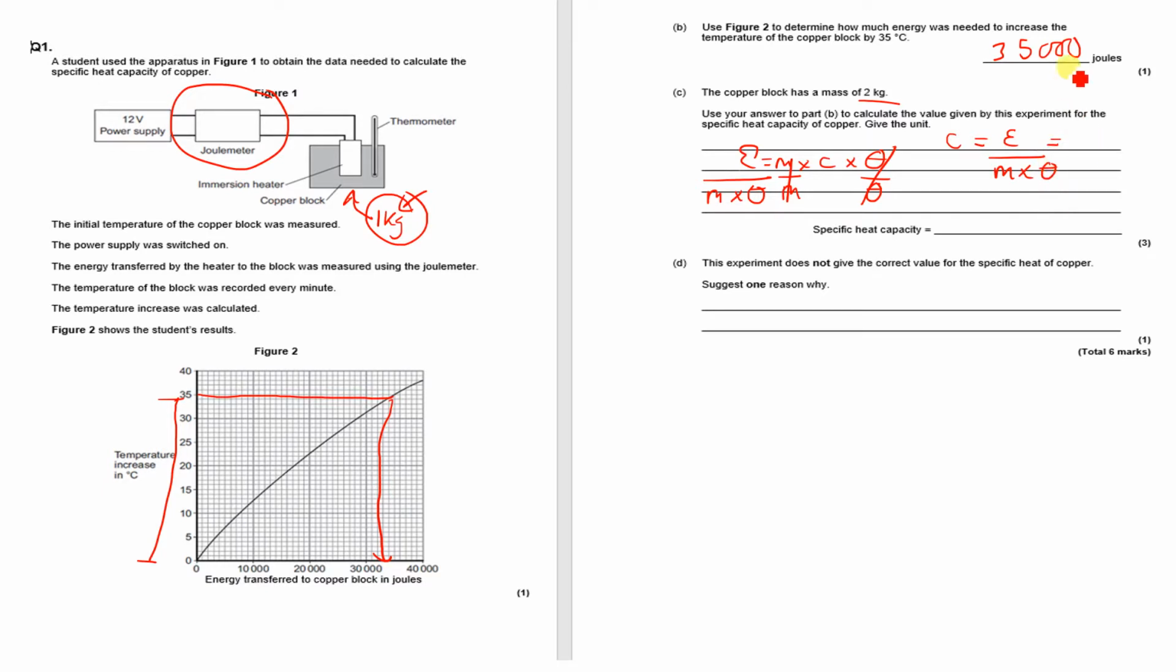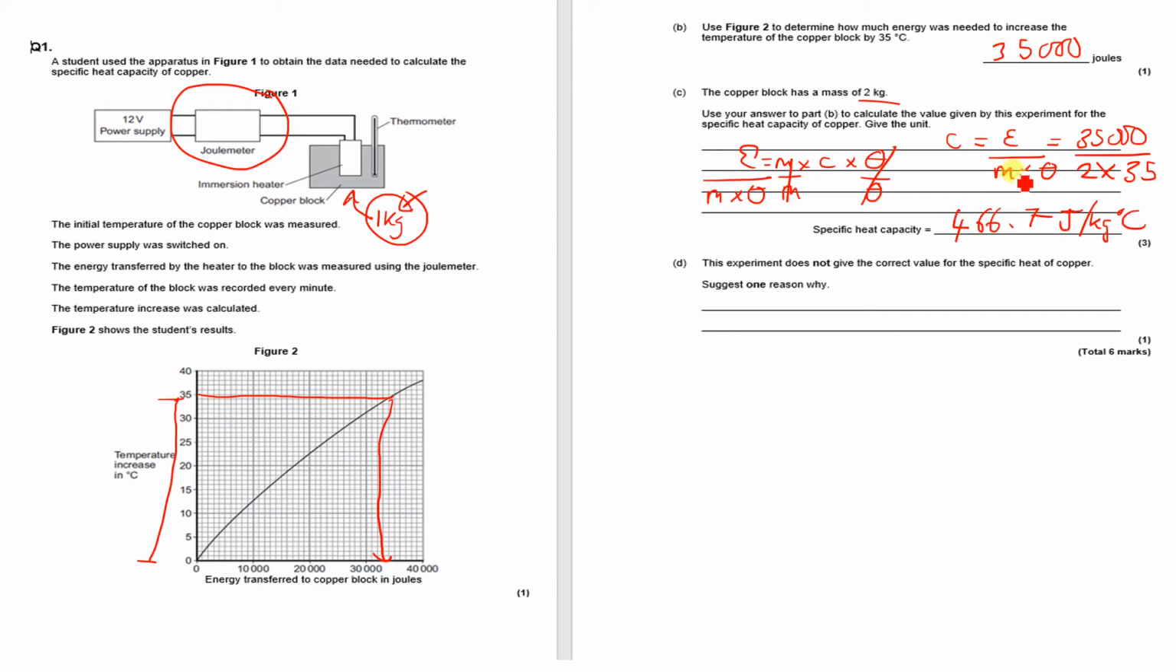So what's the energy we've just worked out? Well, that's 35,000 joules, and we're going to divide that by the mass and the temperature change. So the mass, it tells us here, is 2 kilograms, and we're going to multiply that number by the temperature change, which we know is here. It's gone from 0 to 35, so that's 35 degrees. So what does that equal? Well, that equals 466.7. And the unit for specific heat capacity is in joules per kilogram degrees C.